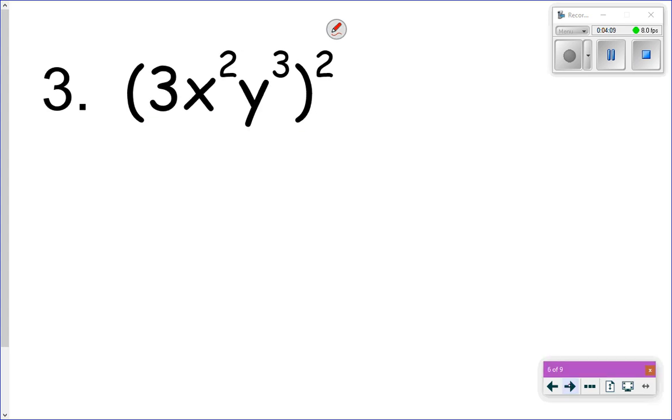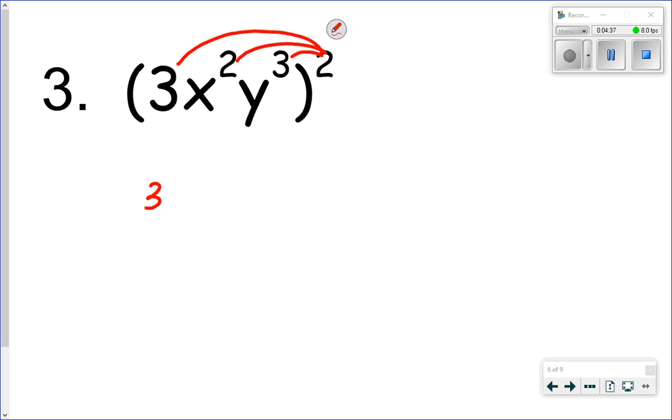Okay, next one, I have 3x squared y cubed, all of that's in parentheses, raised to the 2nd power. So before I can do any simplifying at all, I've got to get rid of the parentheses and the squared on the outside. So we just went over steps 7, 8, and 9, that when we've got a number on the outside, it's got to be distributed to everything. So it goes to the 3, the x, and the y.